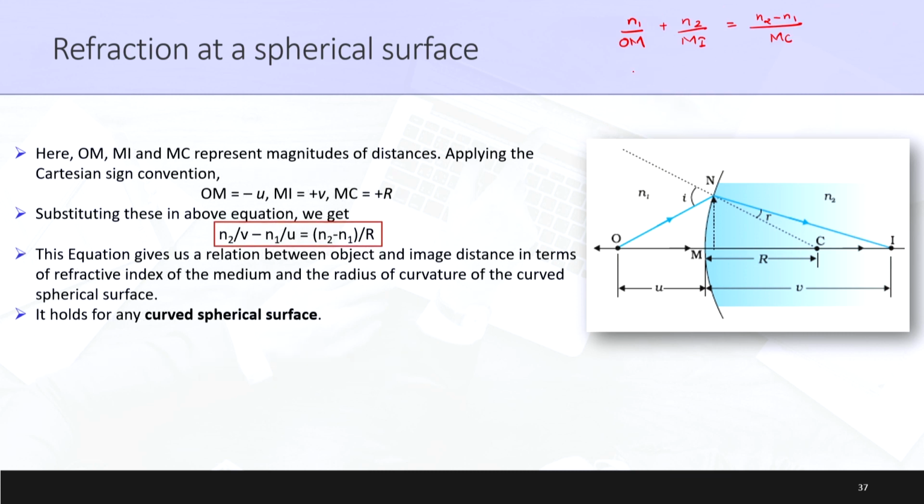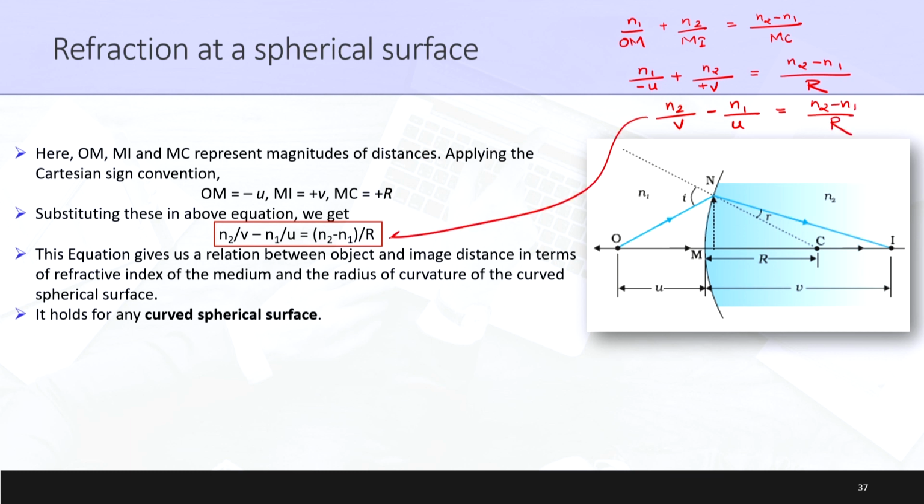So, let us substitute into the equation now. n1 by OM is minus u, plus n2 by Mi is plus v, equal to n2 minus n1 by MC, and MC is plus R. Therefore, substituting, we get n2 by v minus n1 by u is equal to n2 minus n1 by R. So, this is the equation which is being formed here.